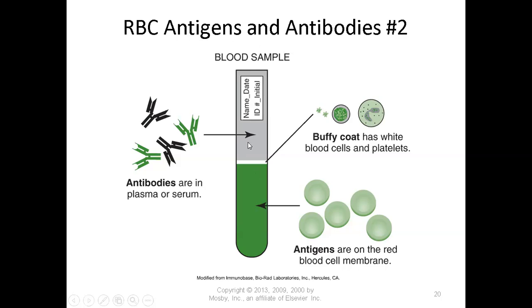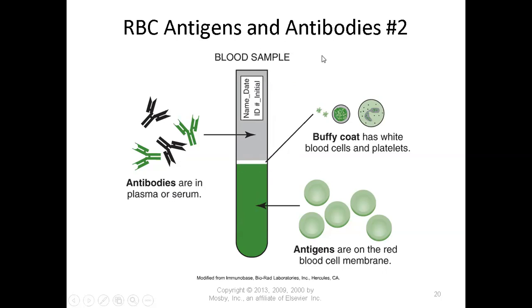The patient's serum or plasma is where the antibodies will be found. So blood bank is unique because we always test red cells and serum or plasma separately. And here you see the buffy coat, which is the white cells and the platelets.